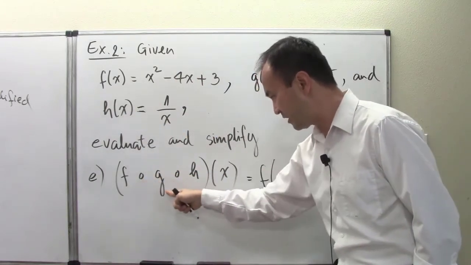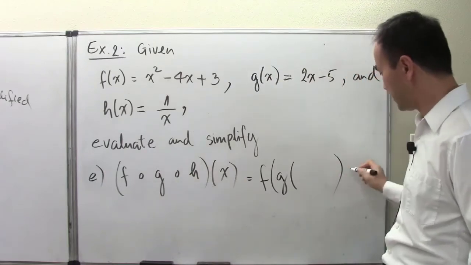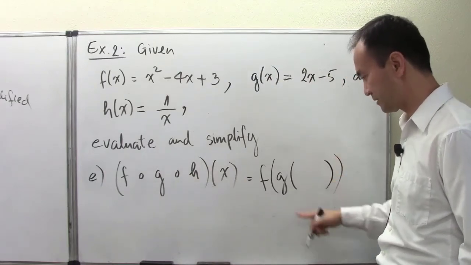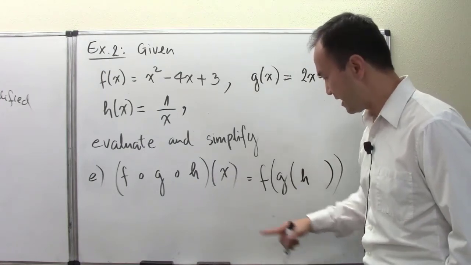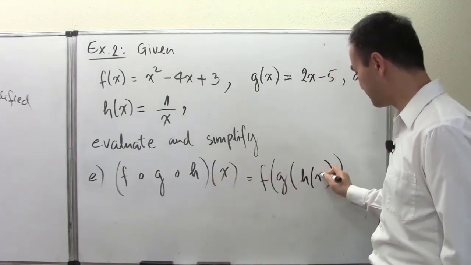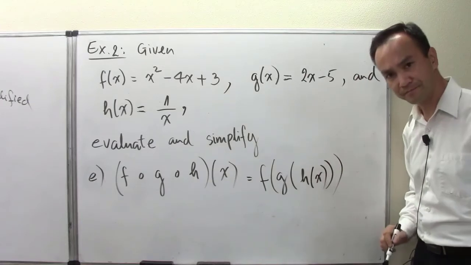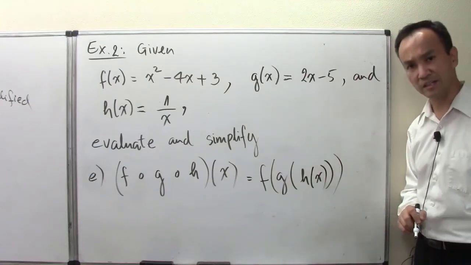F of g of h. So another parentheses, h is inside of g. All right, and then at x, so that means h is a function of x. That's what it is, ladies and gentlemen.